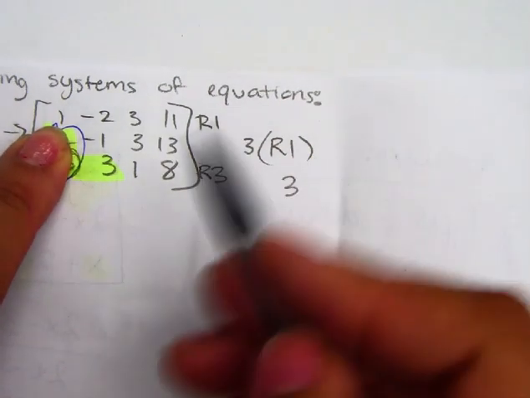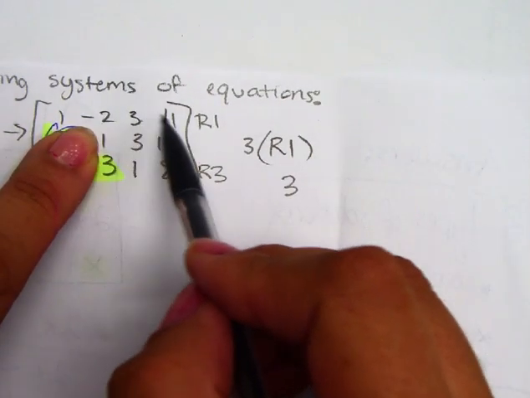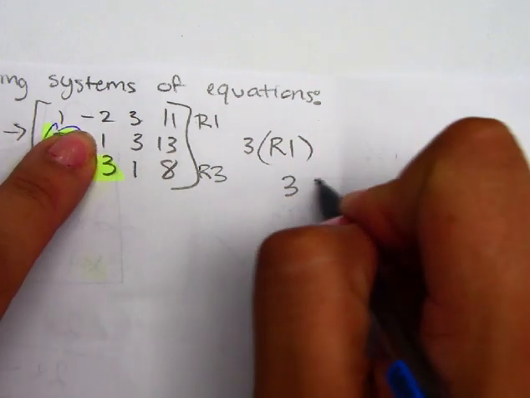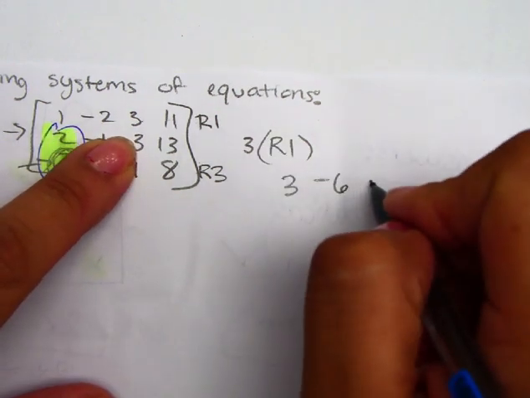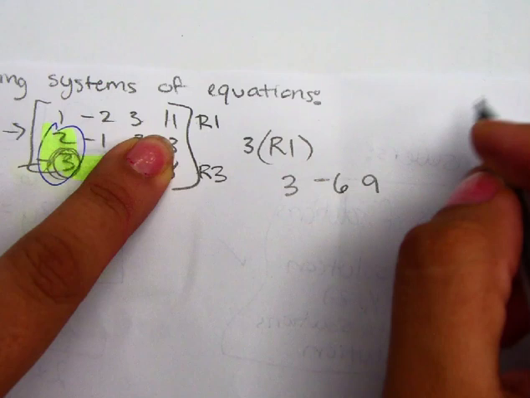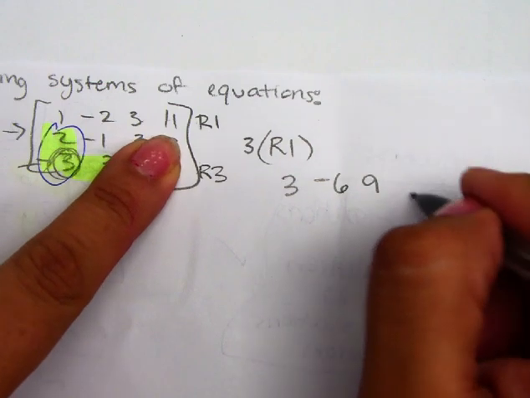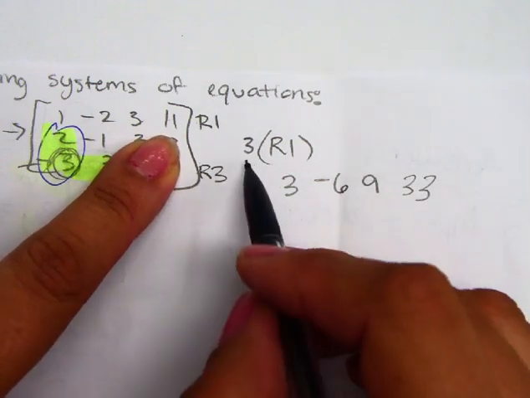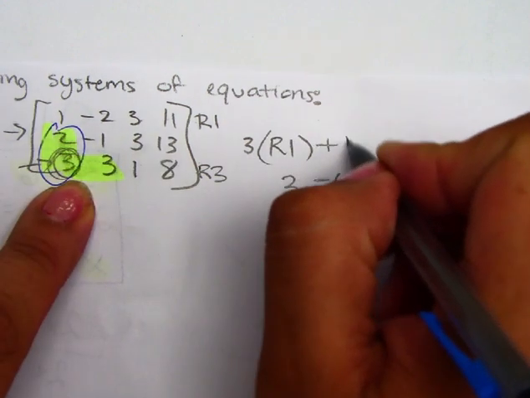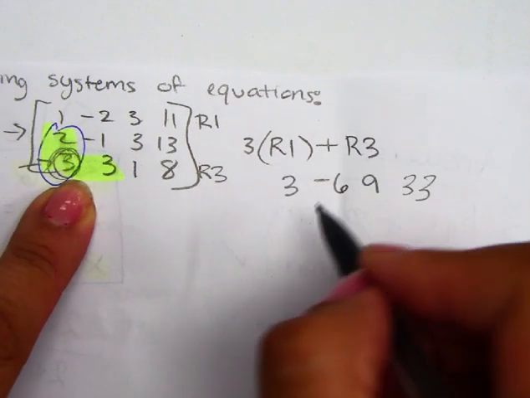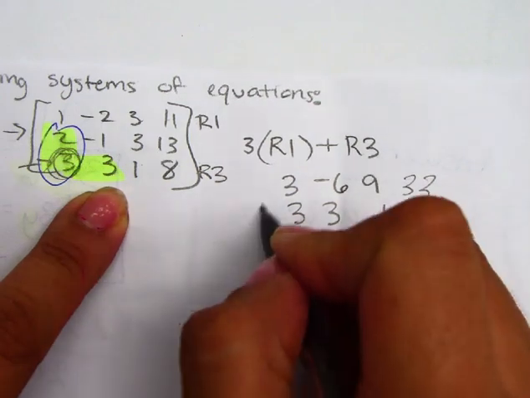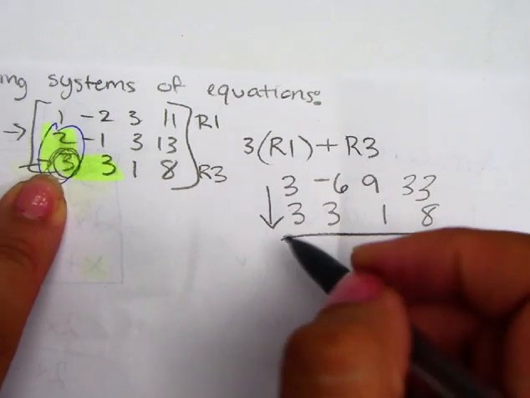But then I also have to convert all the others. So 3 times 1 is 3. 3 times negative 2 is negative 6. 3 times 3 is 9. And 3 times 11 is 33. So that's row 1 multiplied times 3. And I'm going to add it to row 3. So I'm going to put 3, 3, 1, 8 underneath, add it downwards.